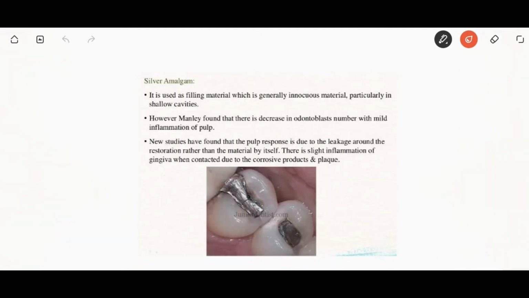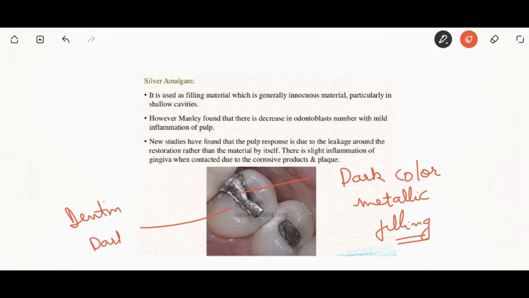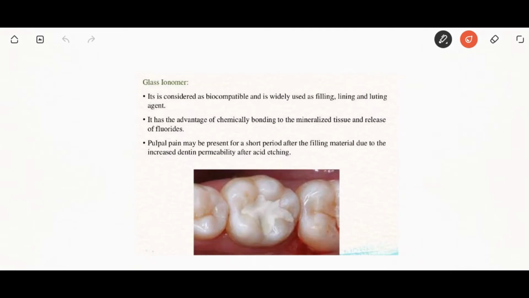Next comes the silver amalgam. The dark color metallic component of silver alloy turns the dentine dark grey. So you may see the tooth may be discolored. The amalgam restoration, when in contact with the gingiva, will cause inflammation because of the corrosion product and the dental plaque. You can see galvanism while using two different materials during the cavity preparation.